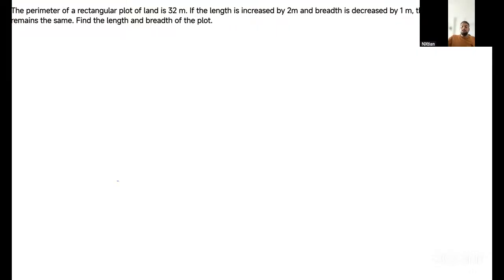The perimeter of a rectangular plot is given as 32, the length is increased by 2 meters and the breadth is decreased by 1 meter, then find the area of the plot.